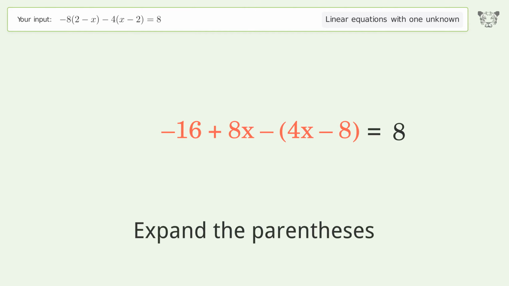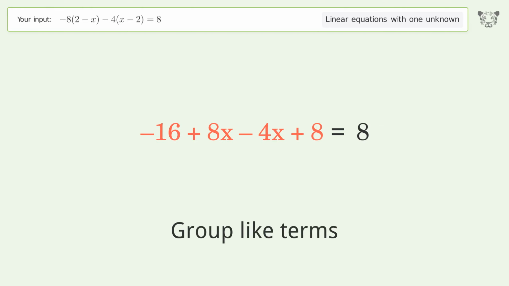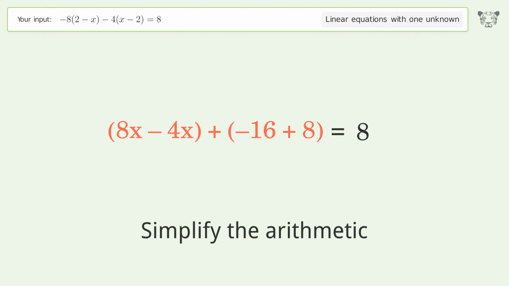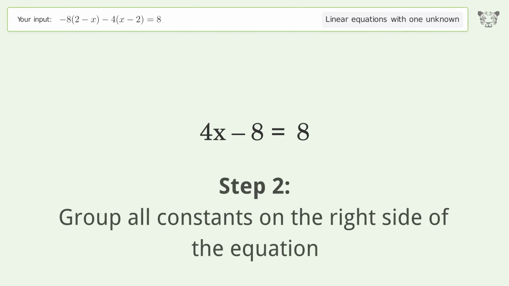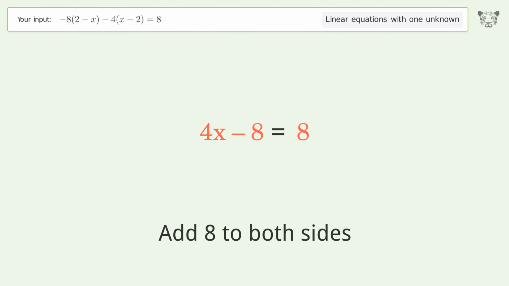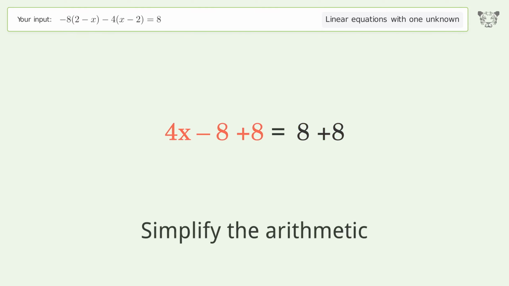Expand the parentheses. Group like terms. Simplify the arithmetic. Group all constants on the right side of the equation. Add 8 to both sides. Simplify the arithmetic.